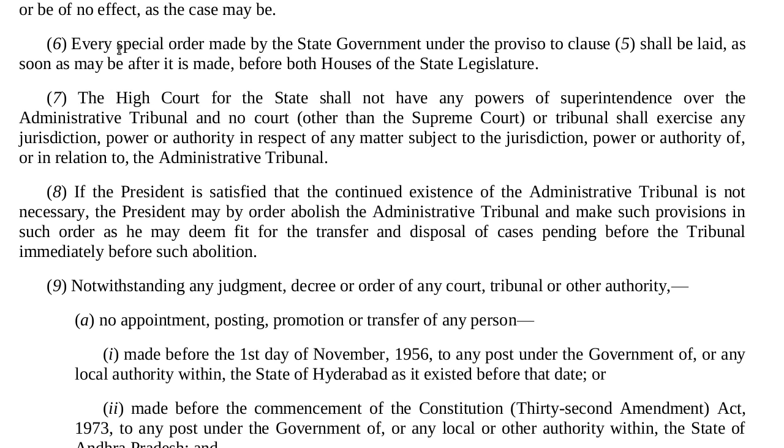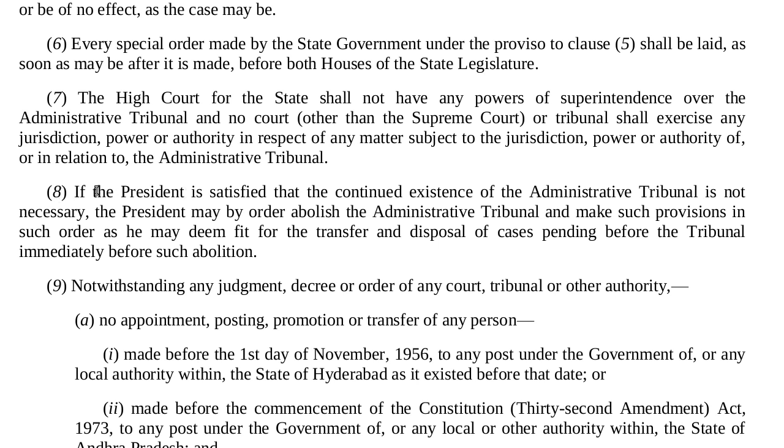6. Every special order made by the state government under the provisions of clause 5 shall be laid as soon as may be after it is made before both houses of the state legislature. 7. The High Court of the state shall not have any powers of superintendence over the administrative tribunal, and no court other than the Supreme Court or tribunal shall exercise any jurisdiction, power or authority in respect of any matter subject to the jurisdiction, power or authority of or in relation to the administrative tribunal.